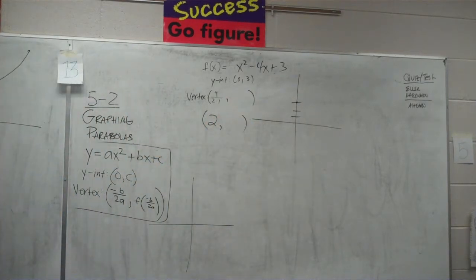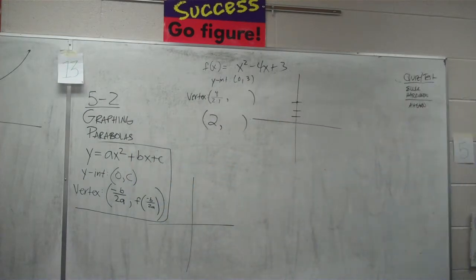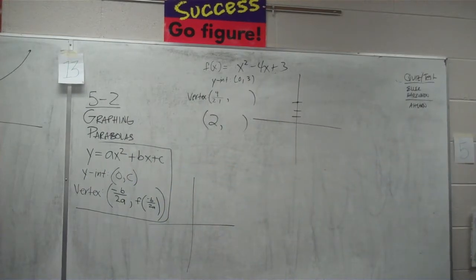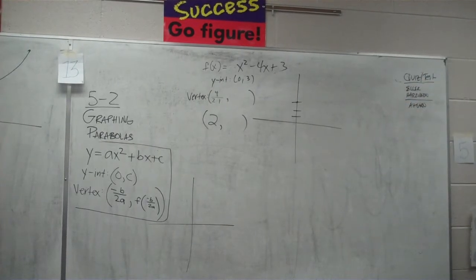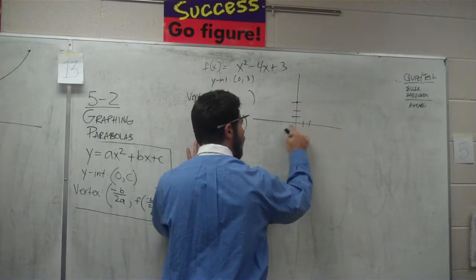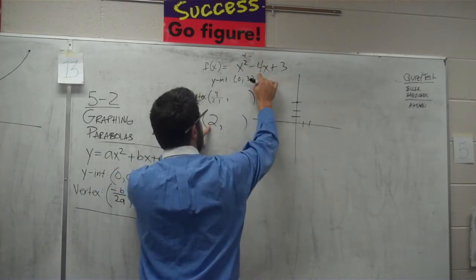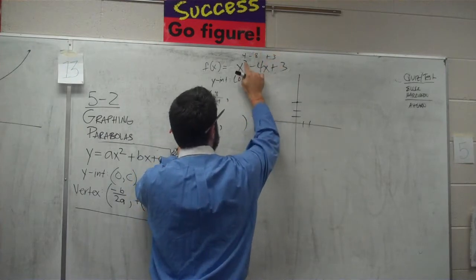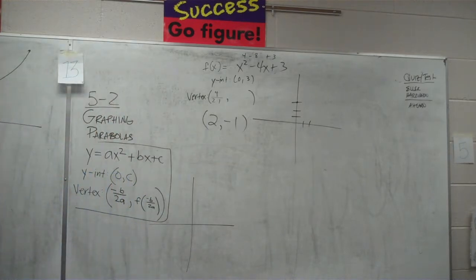2 comma something. How do you find that something? Negative b over 2a comma the function of negative b over 2a. That is, find your negative b over 2a, which we have right there, and then you take that number and plug it into the function. Because your vertex is found at 2 comma something, right? Well, I take the 2 and plug it in. 2 squared is 4, minus 4 times 2 is 8, plus 3, and 4 minus 8 plus 3 is -1. And that's where my vertex is located. We'll do it again if that was kind of fast.